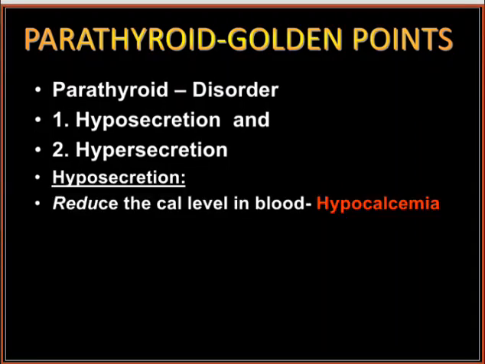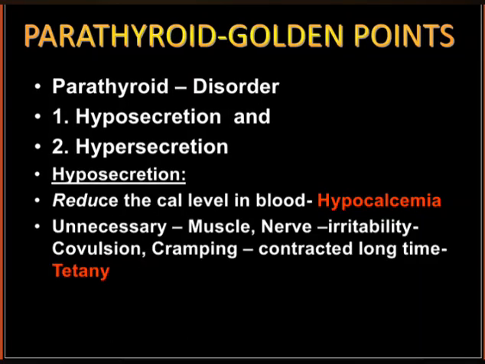First, let us discuss hyposecretion. It reduces the calcium level in the blood, which is called hypocalcemia, which causes unnecessary muscle and nerve irritability, convulsion, cramping, which leads to contraction of muscle for a long time. Such a type of disorder is termed as tetany. So the tetany patient's muscles are unable to relax.